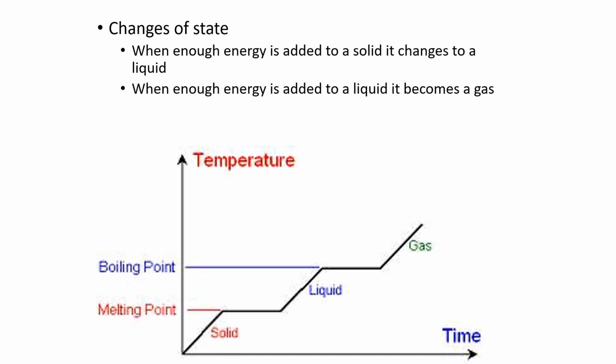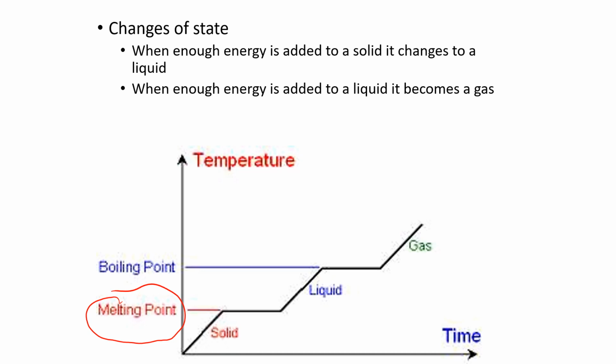Now, like we talked about before, solids and liquids and gases can change states. Solids can change into liquids. The solids change into liquids by melting. And liquids can change into gases by boiling. So a change of state is when enough energy is added to a solid, it changes to a liquid. And when enough energy is added to a liquid, it can become a gas.